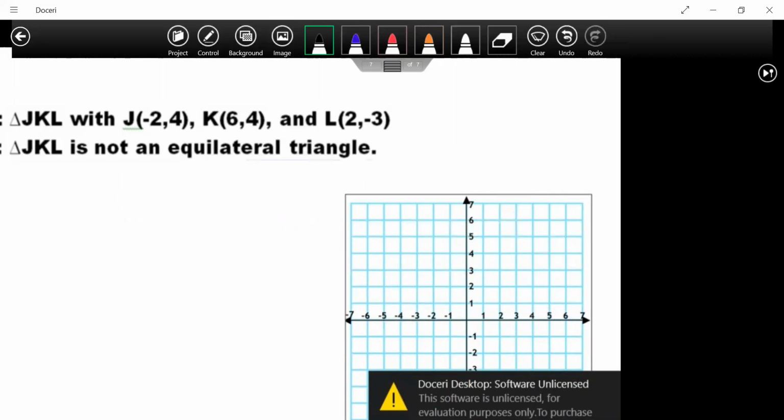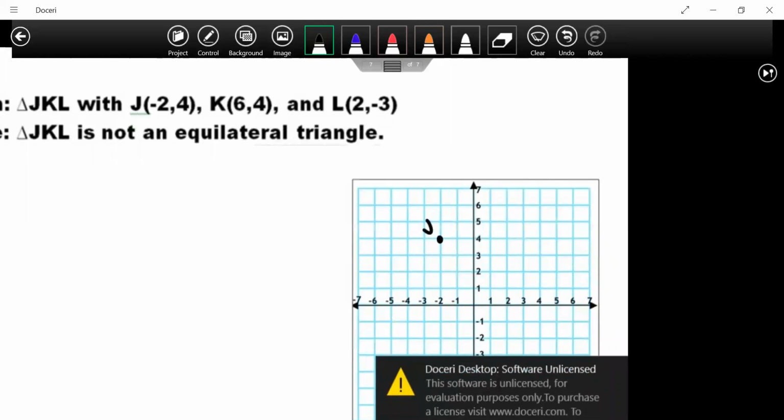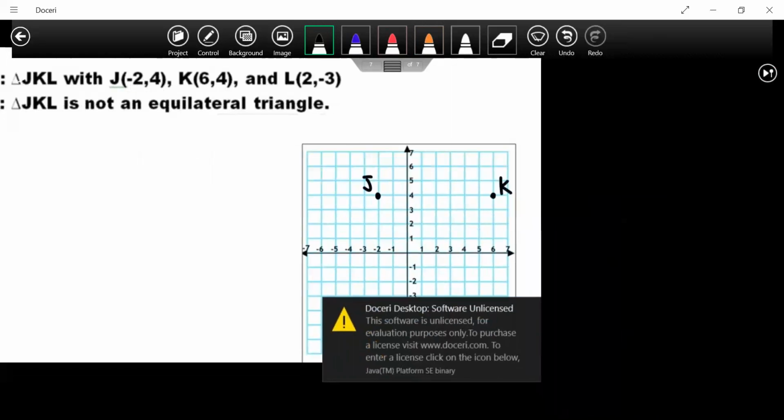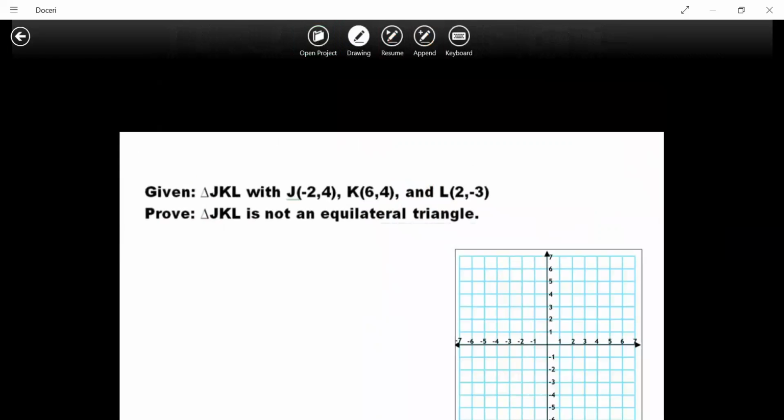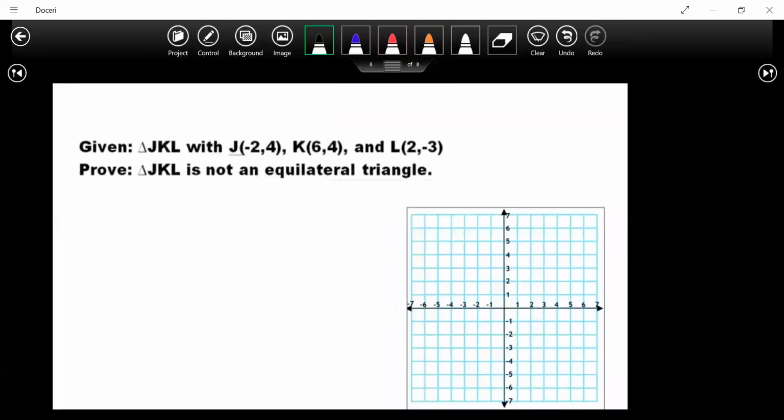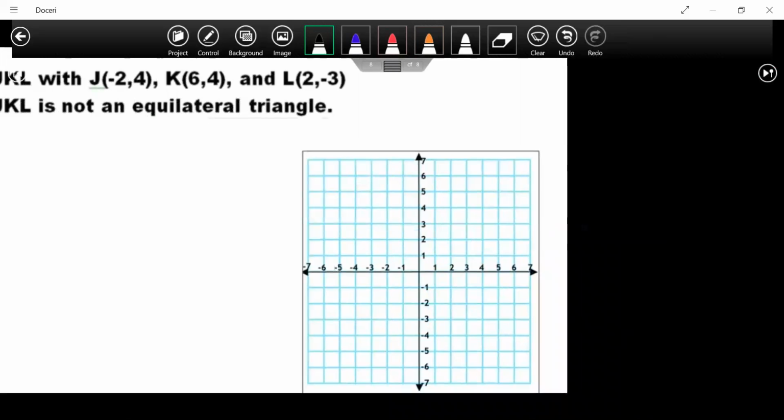Okay. We are going to go back 2 up 4. Back 2 up 4. This is K. Over 6 up 4. Oops, did I make a mistake? Sorry, I was messing up with the back 4 up 4. Over 6 up 4. This is JK. And then L is over 2 down 3.